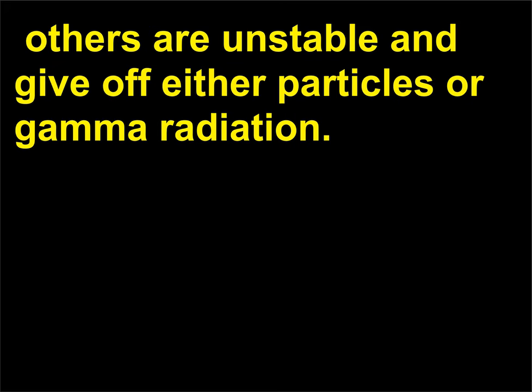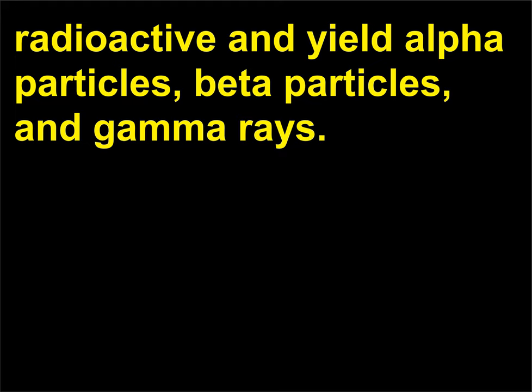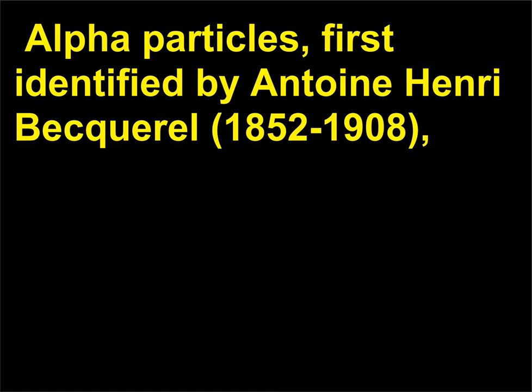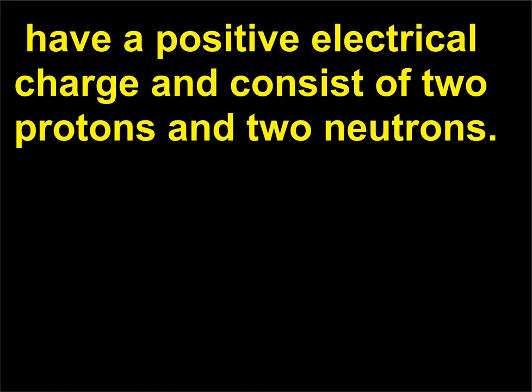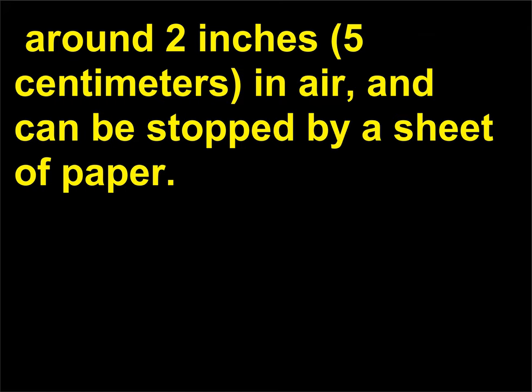Substances bombarded by radioactive particles can become radioactive and yield alpha particles, beta particles, and gamma rays. Alpha particles, first identified by Antoine Henri Becquerel, 1852-1908, have a positive electrical charge and consist of two protons and two neutrons. Because of their great mass, alpha particles can travel only a short distance, around 2 inches, 5 centimeters, in air, and can be stopped by a sheet of paper.